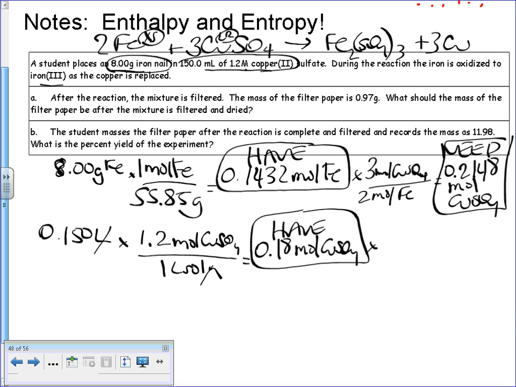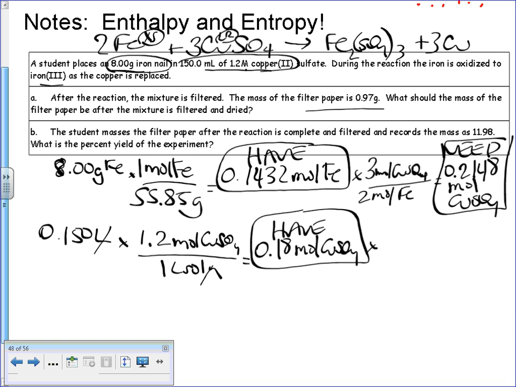During the reaction, the iron is oxidized. Okay, we read that. After the reaction, the mixture is filtered, meaning the liquid and solid stuff is poured through the filter paper. The mass of the filter paper is 0.97 grams. What should the mass of the filter paper be after the mixture is filtered and dried? So it sounds kind of technical, right? But what are they really asking for? What's the real question?